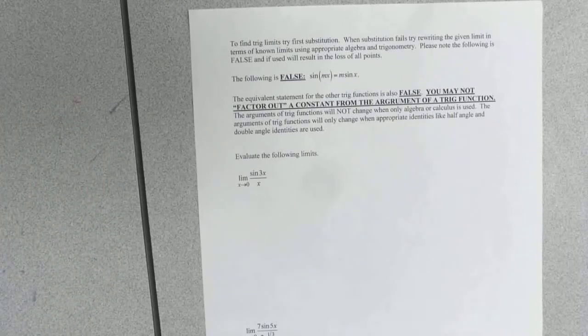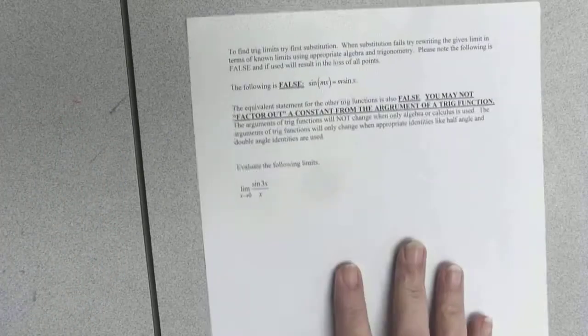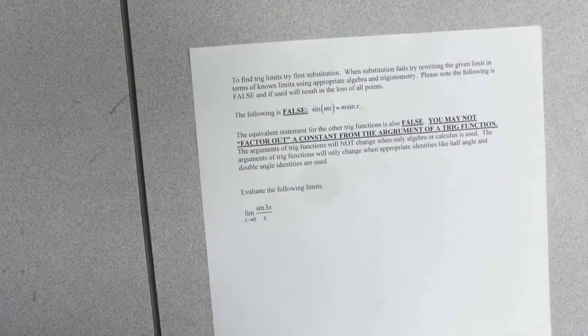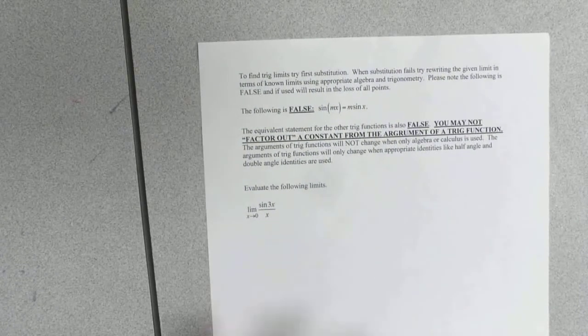Okay, we're going to continue on with our trig limits. So up here it says to find trig limits first, try substitution. You always try substitution first. When substitution fails, try rewriting the given limit in terms of known limits using appropriate algebra and trigonometry.